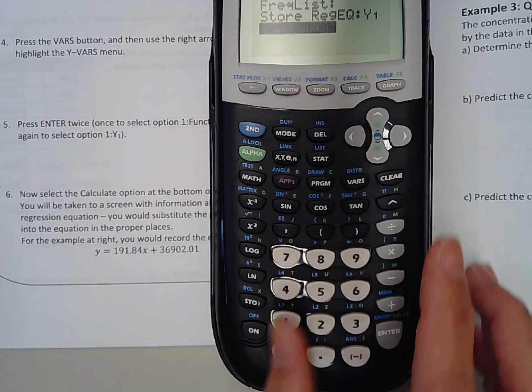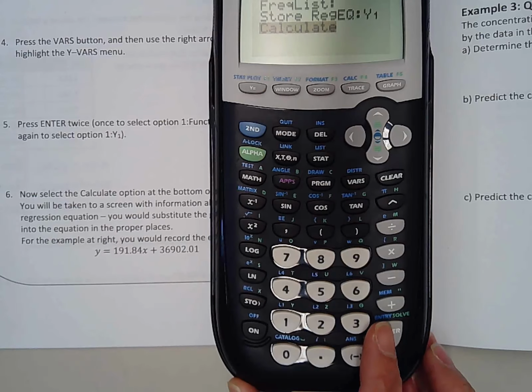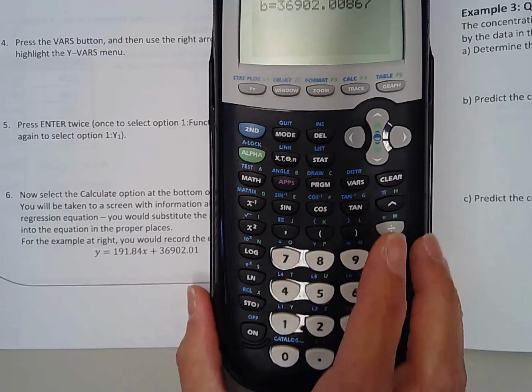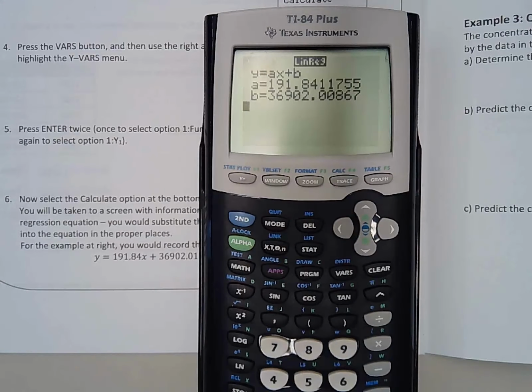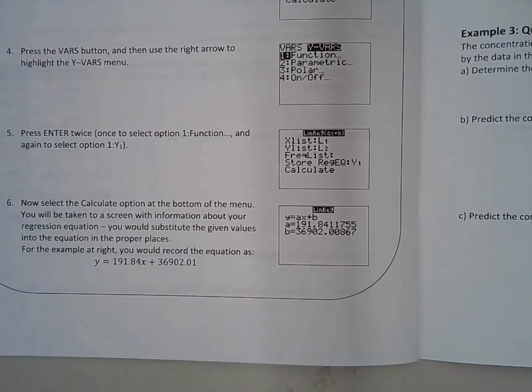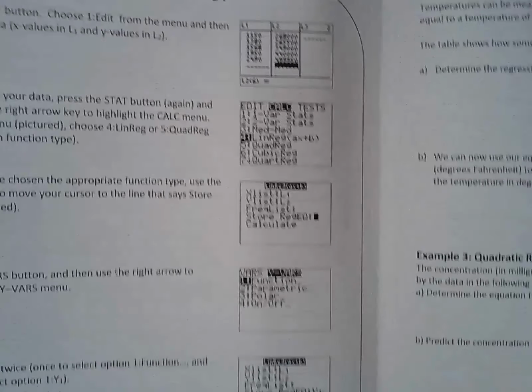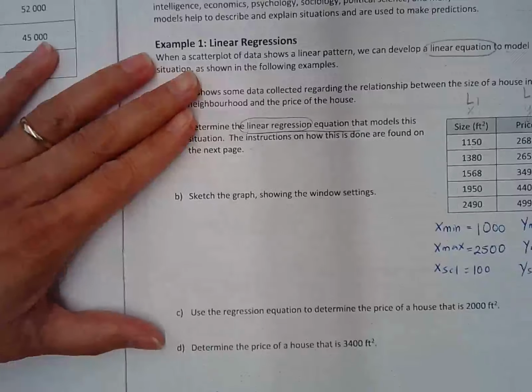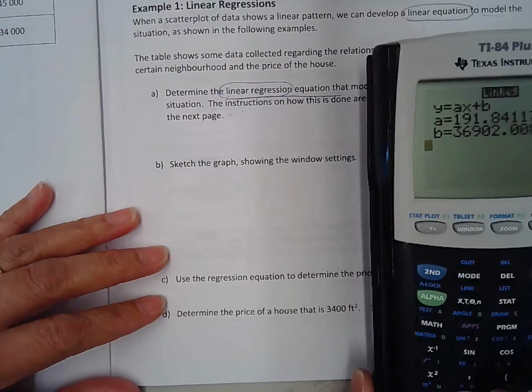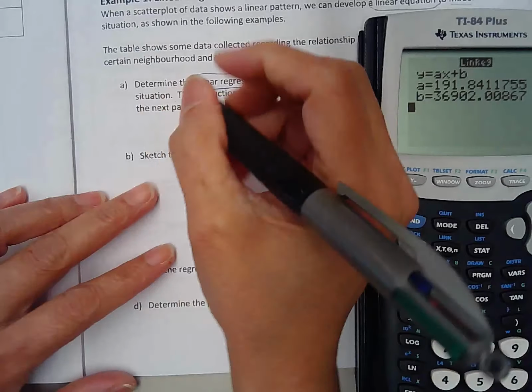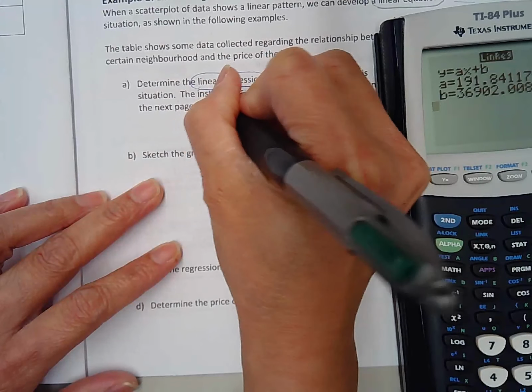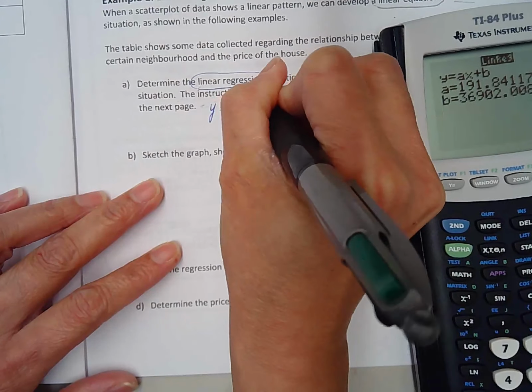Go down to where it says calculate and then press enter. Now, this is where the linear regression is. This is actually the equation of the line. Okay, so the linear regression is y equals ax plus b.